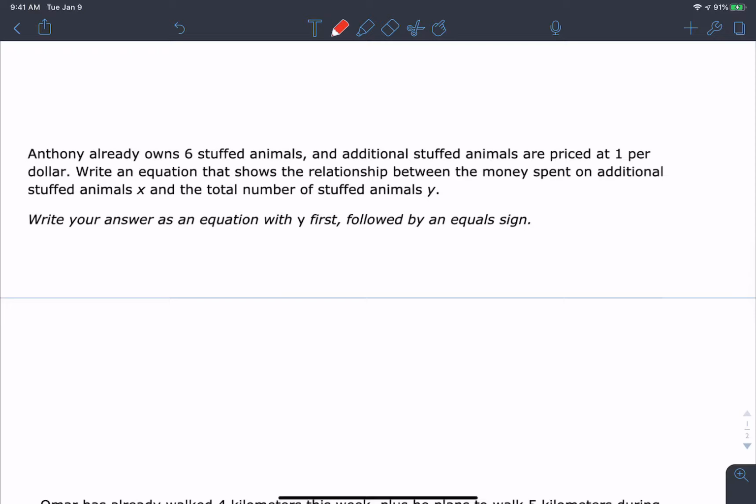Anthony already owns 6 stuffed animals, so he already has that. So again, that's a constant. It's already there. And additional stuffed animals are priced at $1, so 1 stuffed animal per dollar. Write an equation that shows the relationship between the money spent on additional stuffed animals, x. X is the money spent on additional animals. And then y is the total number of animals.